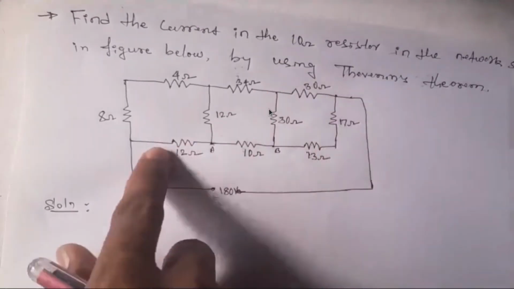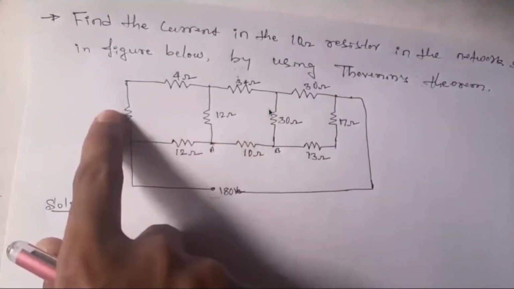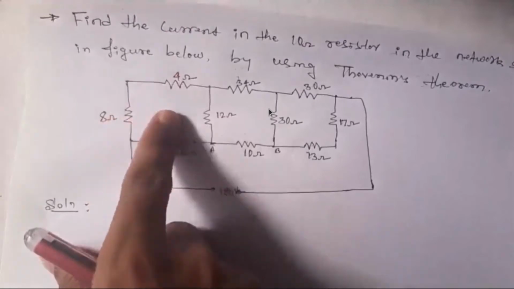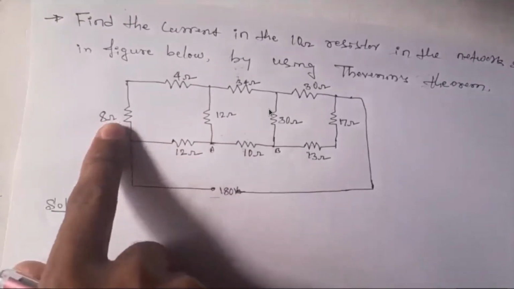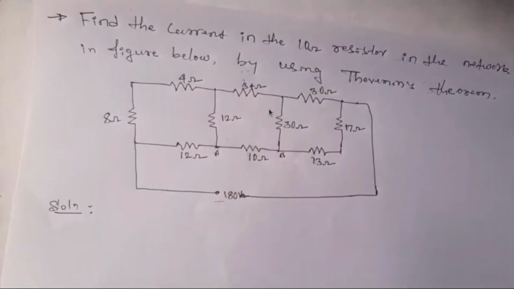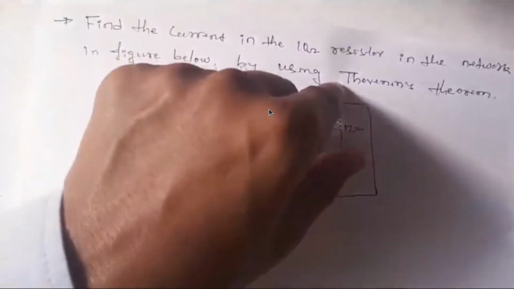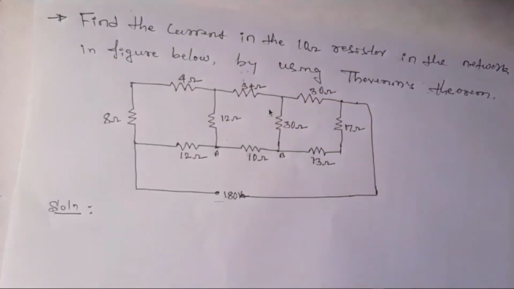And here, this is 12, 12 and this is 8 plus 4. This is a delta network. You should go on reducing this. Here a delta network is there, here a delta network is there. You are supposed to convert both the delta networks to equivalent T networks.